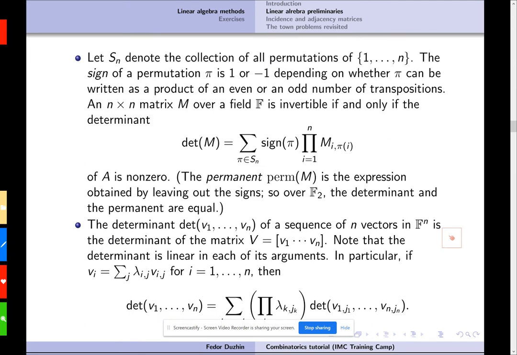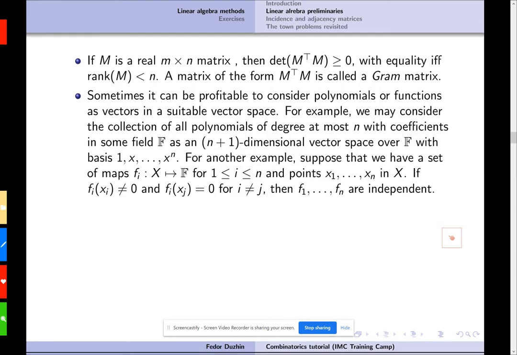Then we have the definition of the determinant. Again, the definition of the determinant makes sense over any field. There is also a construction called the permanent. If you delete the signs of permutations from the definition of the determinant, you get the so-called permanent. I'm not sure if we really need it for the subsequent stuff about town problems, but maybe it will come in handy in some of the questions. One more thing is the Gram matrix.